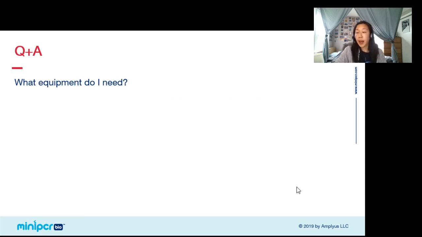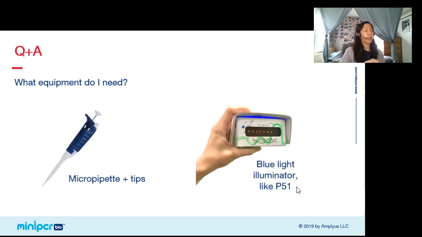People also asked, what equipment do you need? Like I said before, all you need is a micropipette, one for each of your lab groups, and one of these blue light illuminators like our P51 or our blue gel if you have that, or your own blue light illuminator. A 37-degree incubator is recommended, so if you already have a mini PCR thermocycler or your own incubator, that will work. But again, like I said, using body heat works just as well. You can just stick it in your pocket and that will work.